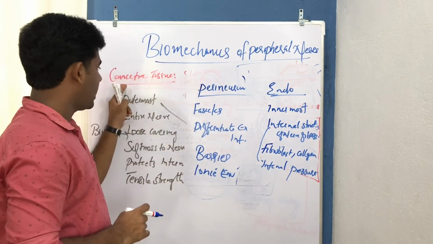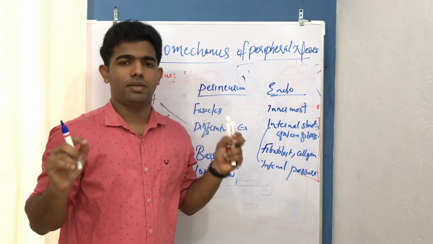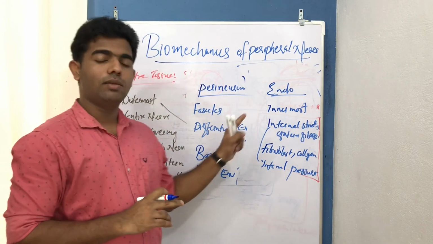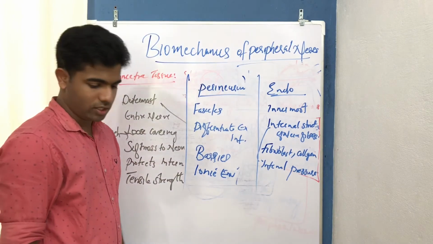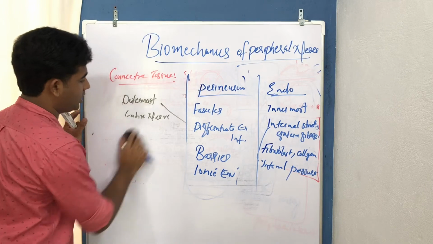That is the perineurium, endoneurium and epineurium. You just have to mention briefly. You don't have to mention the anatomy, but you have to mention the biomechanical properties of these 3 structures. Right? Very good. And now we move on to the last structure we should discuss.